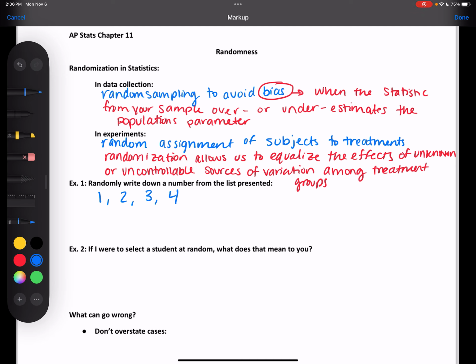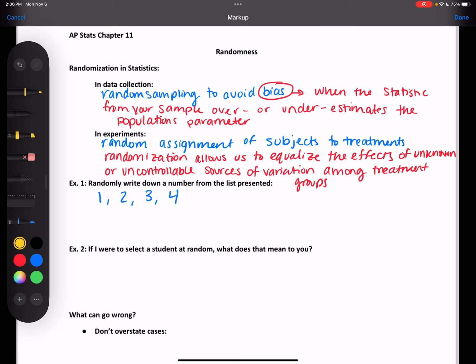All right, so on your paper, I want you to pick a number 1 through 4 and write it down on your paper. Do you want whole numbers? From the list presented. Whole numbers. 1, 2, 3, or 4. It's not meant to be complicated.